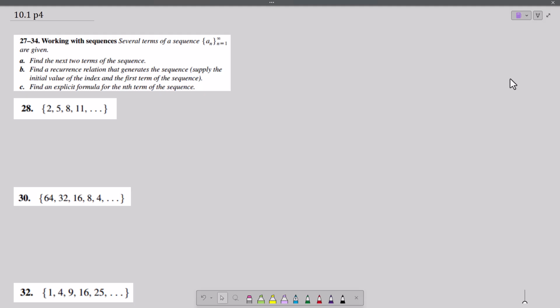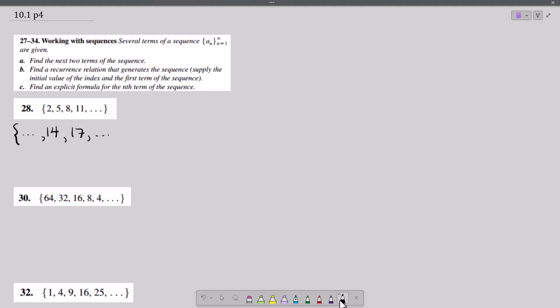So the first part for all three of these says find the next two terms in the sequence. So we're just looking for the pattern here. And what would the next term in the sequence be? 14. So the next term is 14. This is a recursive sequence because we are getting to the subsequent term from the prior term. So this is recursive, not a function. And then the term after that, 17, etc.